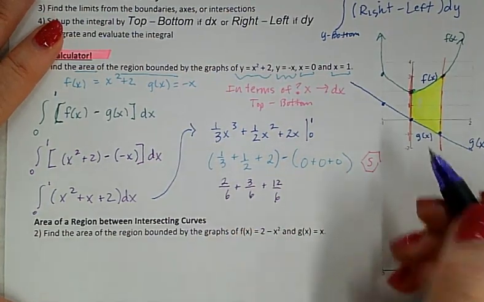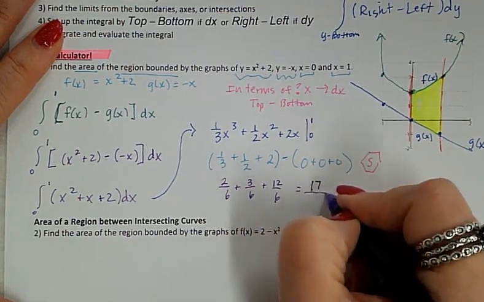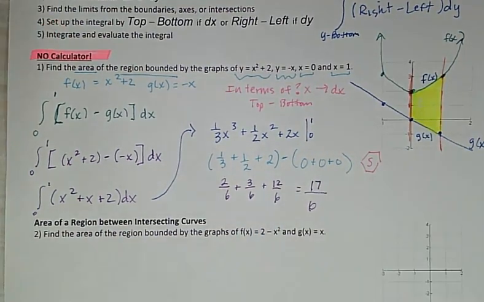And then when I crunch those numbers, 12 plus 3 plus 2 is going to give me 17/6. And so that's how we'll tackle our problems for today.